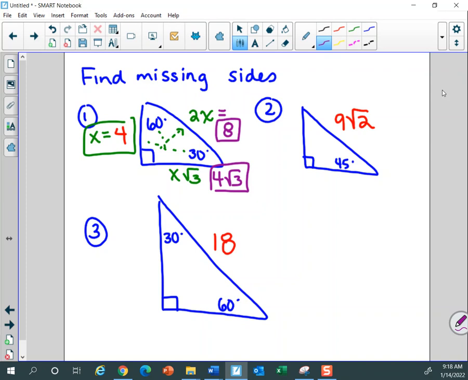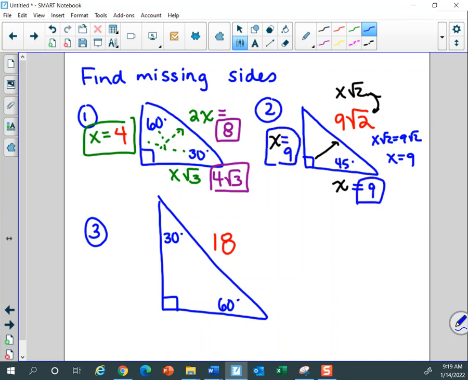Okay. 45, 45, 90. I can do the same thing. My 90 side is the x root 2 side. So the other two sides are x's. So if x root 2 equals 9 root 2, that means x has to be 9. So this side is 9 and this side is 9.